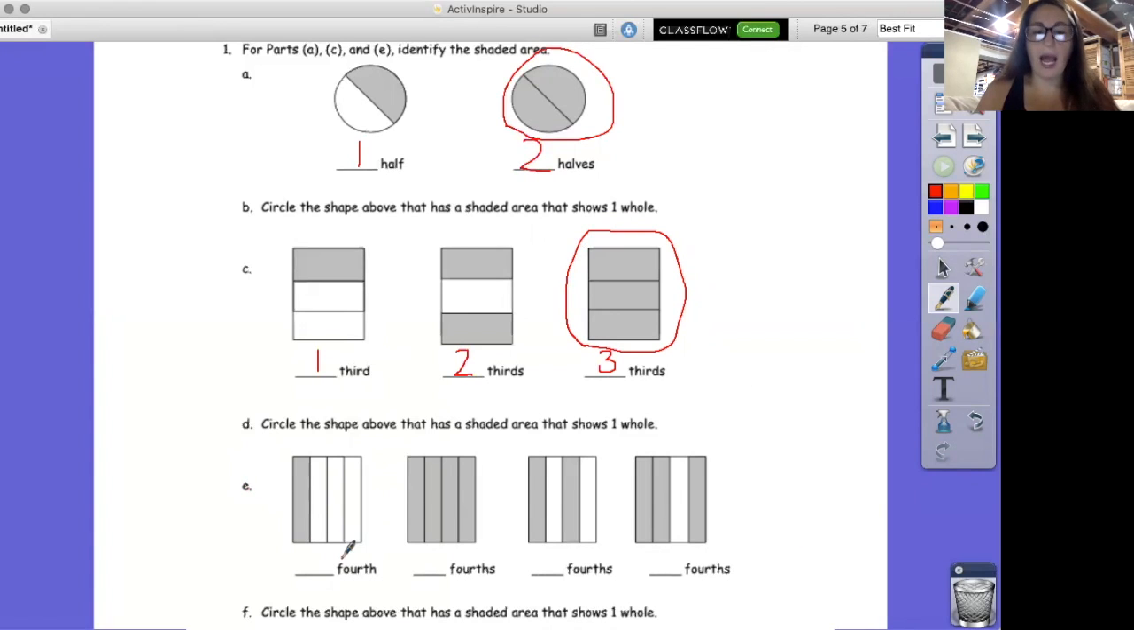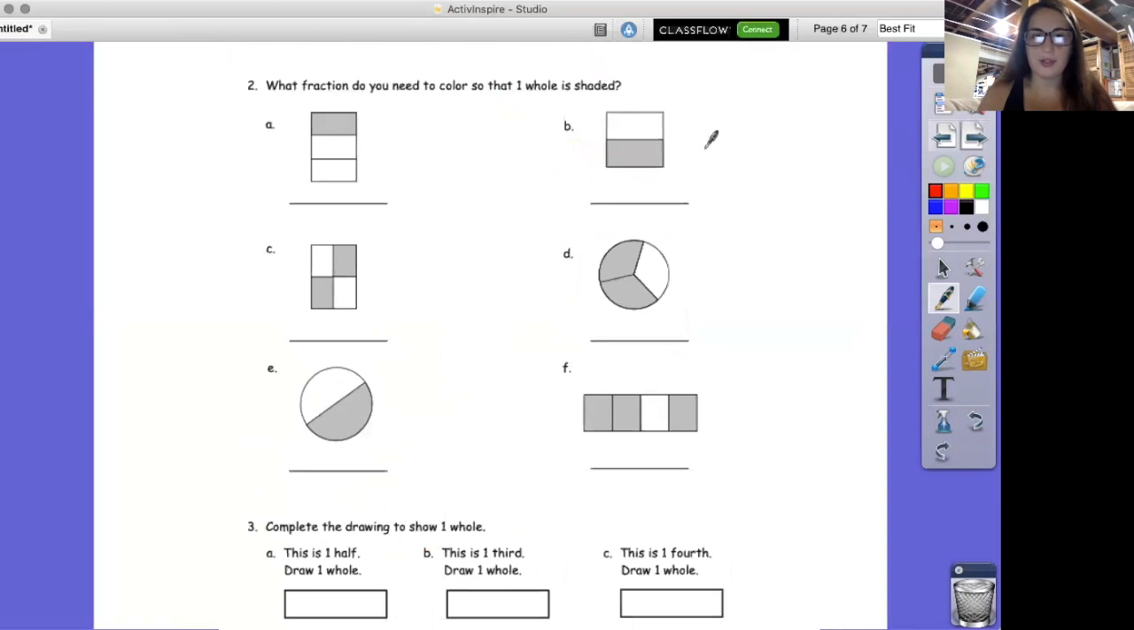E, I want to know how many fourths do I have shaded? This one I see 1/4. 1, 2, 3. The next one I see 4/4 shaded. But this one, 1, see 2/4 shaded. And our last one I see 1, 2, 3/4 shaded. Which one of these shapes has a shaded area that shows one whole? It is our rectangle that has 4/4 shaded. We're going to move on to our next page.